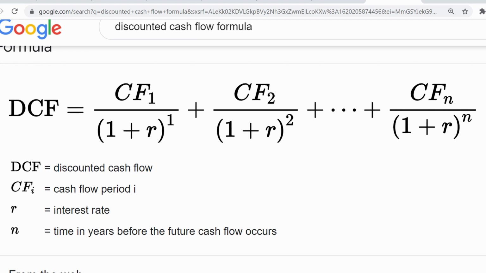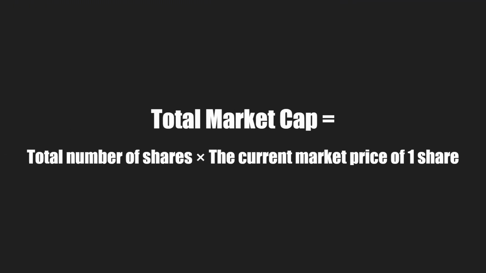So now finally, when we've added all of these total future cash flows together, as well as discounted them properly, you will get a total value. And this total value you can compare to the total market cap of the particular stock of interest, because the total market capitalization simply refers to the total dollar market value of a company's outstanding shares of a stock.